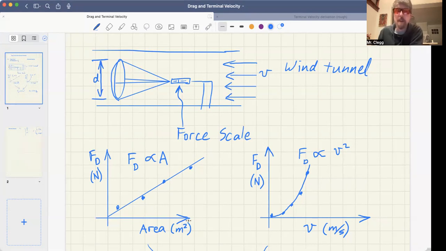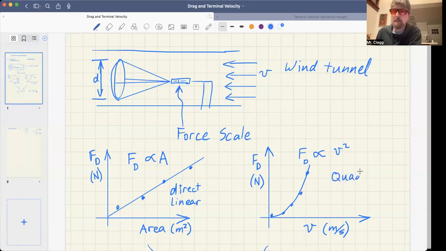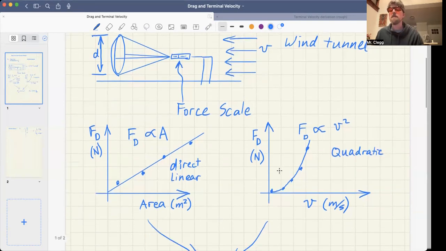So you can graph it, area down here, drag force up here. You get a direct linear relationship, as we know from our study of mathematical relationships. And when they studied the speed of the wind versus the force, they found it kind of made a curve like this, and that is quadratic, as we know. They did some experiments, fit a curve through their data, and found it like that.